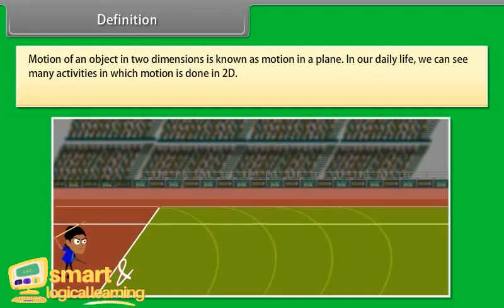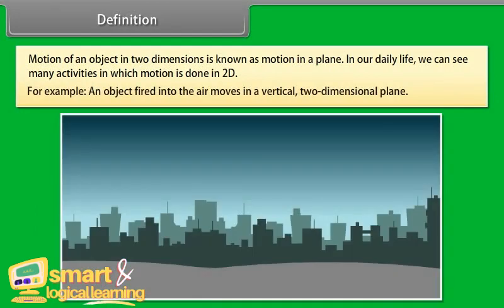Definition. Motion of an object in two dimensions is known as motion in a plane. In our daily life, we can see many activities in which motion is done in two dimensions. For example, an object fired into the air moves in a vertical two-dimensional plane.